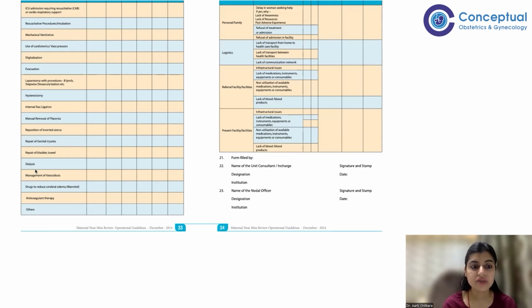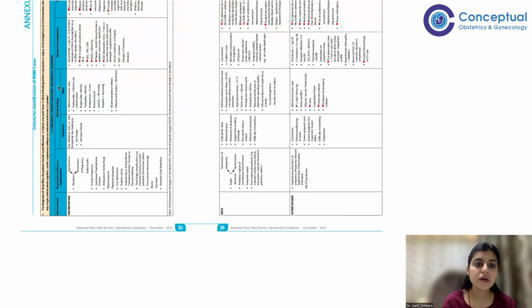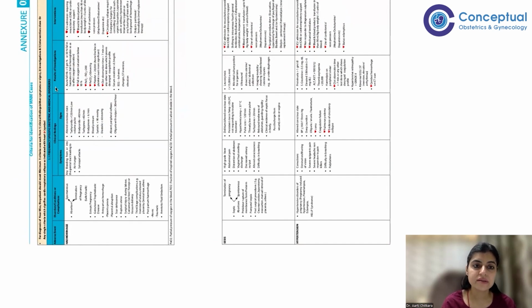Repair of genital injuries, dialysis, management of ketoacidosis, anticoagulation therapies, personal family involvement, logistics, referral facilities, present facilities, and also finally the signatures of the unit consultant, unit in charge, and whoever has filled the form, and name of the nodal officer with designation and institution have to be filled. So these annexures will be provided. Sorry, it is on a landscape mode. I just wanted to show you, we'll not read each one of them.